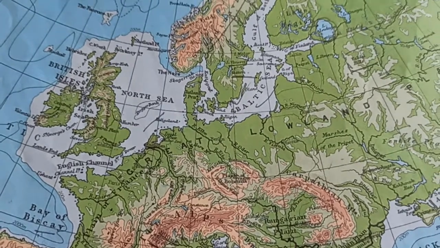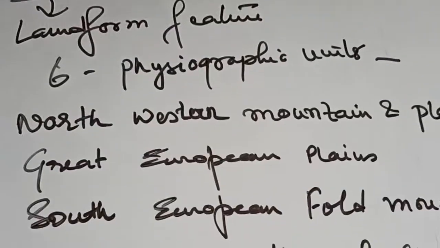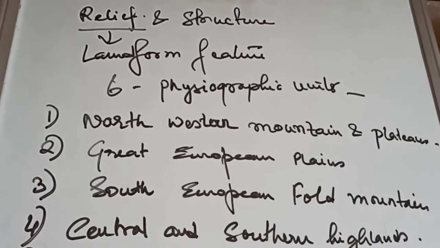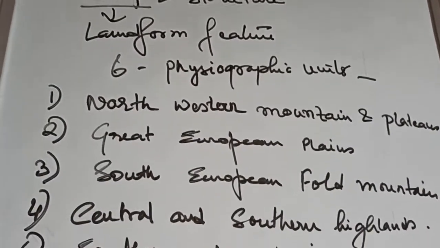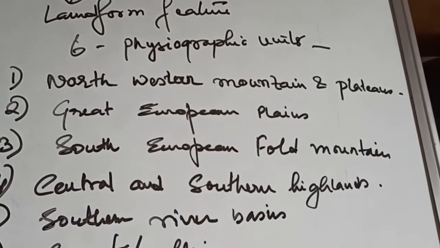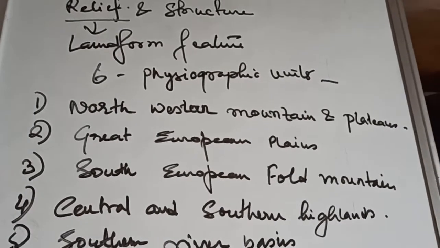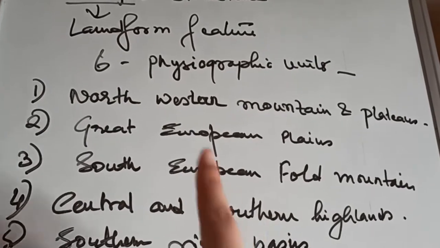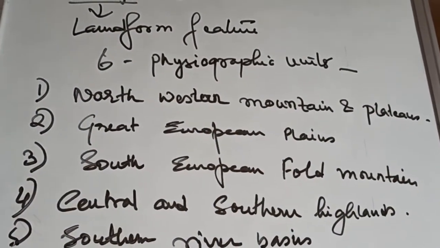I will go through a revision of the relief features once more. First, Europe consists of 6 physiographic units, or 6 different types of relief structure. Number 1 is the northwestern mountains and plateaus, which includes the northern section, including Scandinavia, Norway and Sweden. Then we have the Great European Plains, present in the central portion and a little bit of the western portion of Europe.